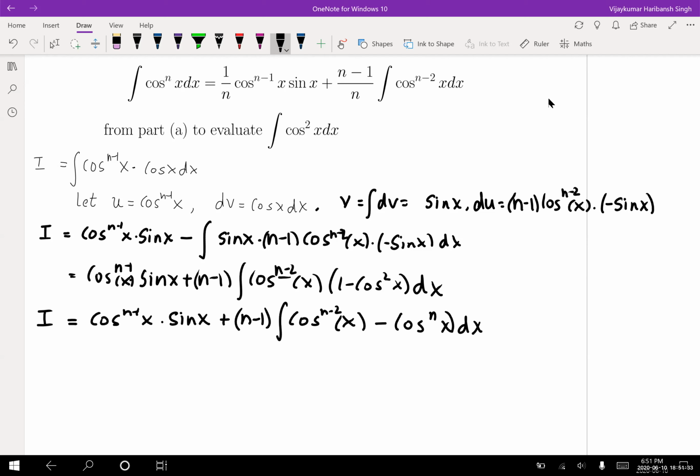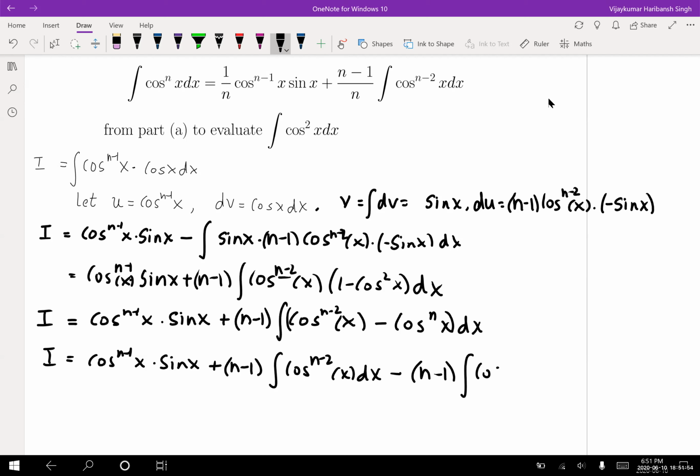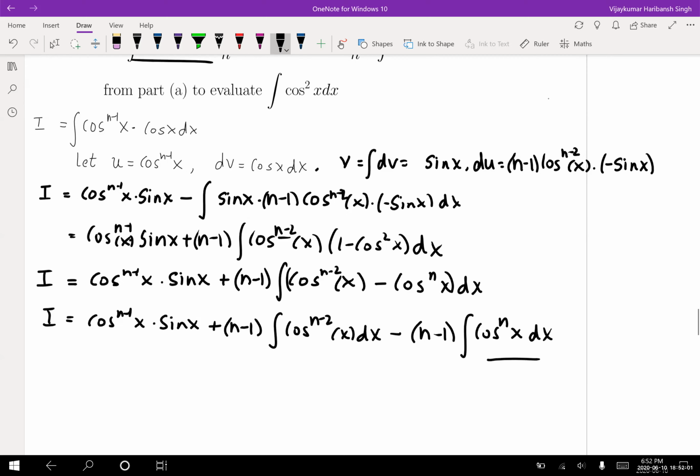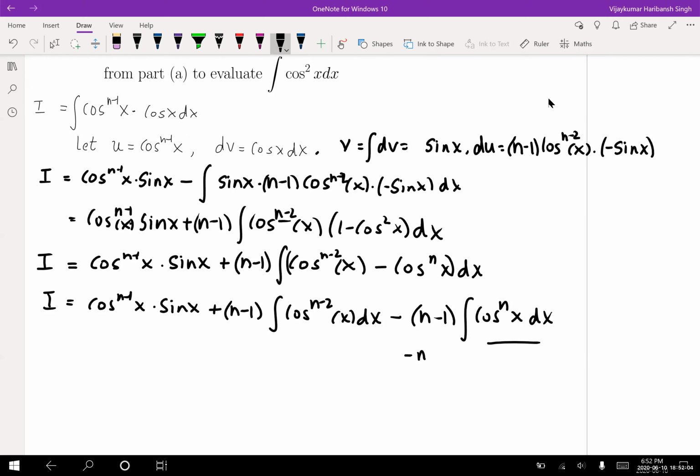So now we'll break it and separate. So you get I equals cos to the power n minus 1 x sine x plus n minus 1 times integration of cos to the power n minus 2 x dx minus n minus 1 times integration of cos to the power n x dx. Now this is what you started with, right? So we get what? This is same as n minus 1 I. So bring it on the other side.